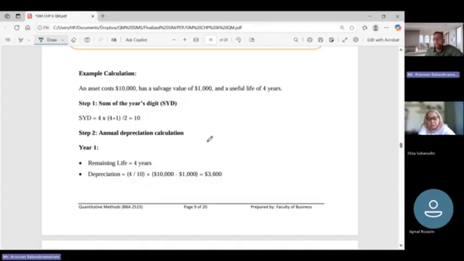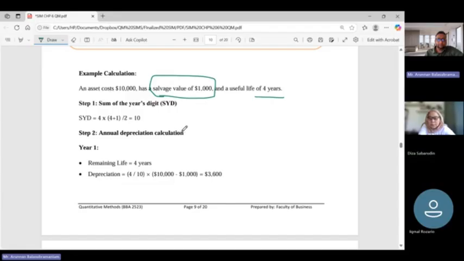If you look at the example calculation over here, we have the asset cost about $10,000. And we have salvage value. Again, I repeat, the salvage value, we're talking about the residual value, the scrap value. We have the salvage value about $1,000, an asset cost about $10,000. We have a useful life of 4 years. So we have to calculate the SYD. Going back to the earlier ones, SLM, RBM, unit production method, depreciation method, and now we have the SYD.